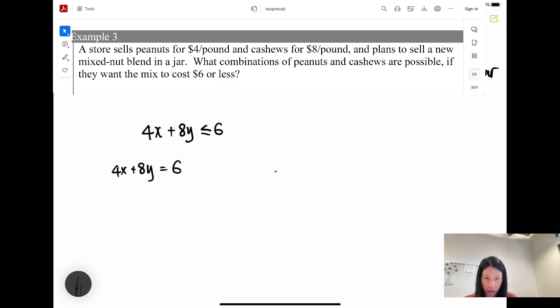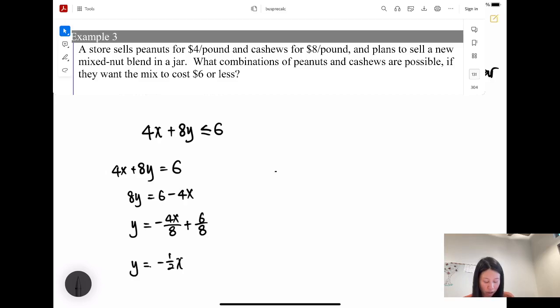And then we write it into the form y equals ax plus b. So let's subtract 4x on both sides. I have 6 minus 4x, divided by 8. So y equals negative 4x over 8 plus 6 over 8. In order to make it easy to calculate, I'm going to simplify it. So this is equal to negative 1/2 x plus 3/4.